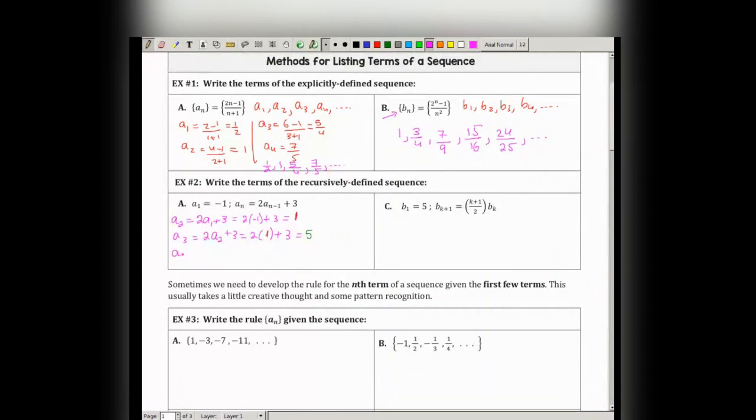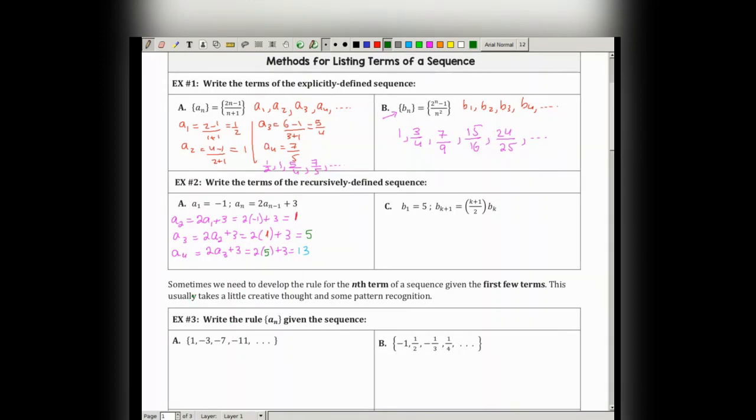Is this clear? So this would be 2a3 plus 3, which would be equal to 2 times that 5 plus 3. So we end up with 13. I like using the different colors so you guys can see what's being plugged in where.